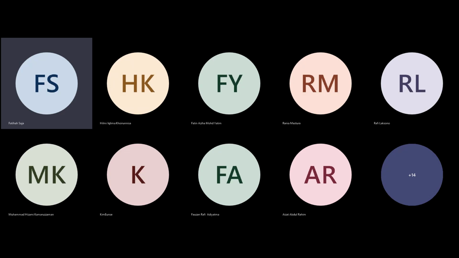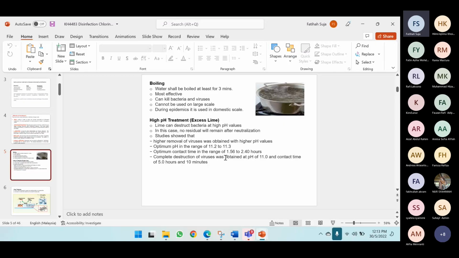Complete destruction of viruses was obtained at pH 11 and contact time 5 hours and 10 minutes. You can imagine if you use this excess lime for your disinfection, the water needs to be at pH 11. So before it gets distributed or used by the consumers, you need to lower the pH again. And also the contact time is very long, 5 hours and 10 minutes.